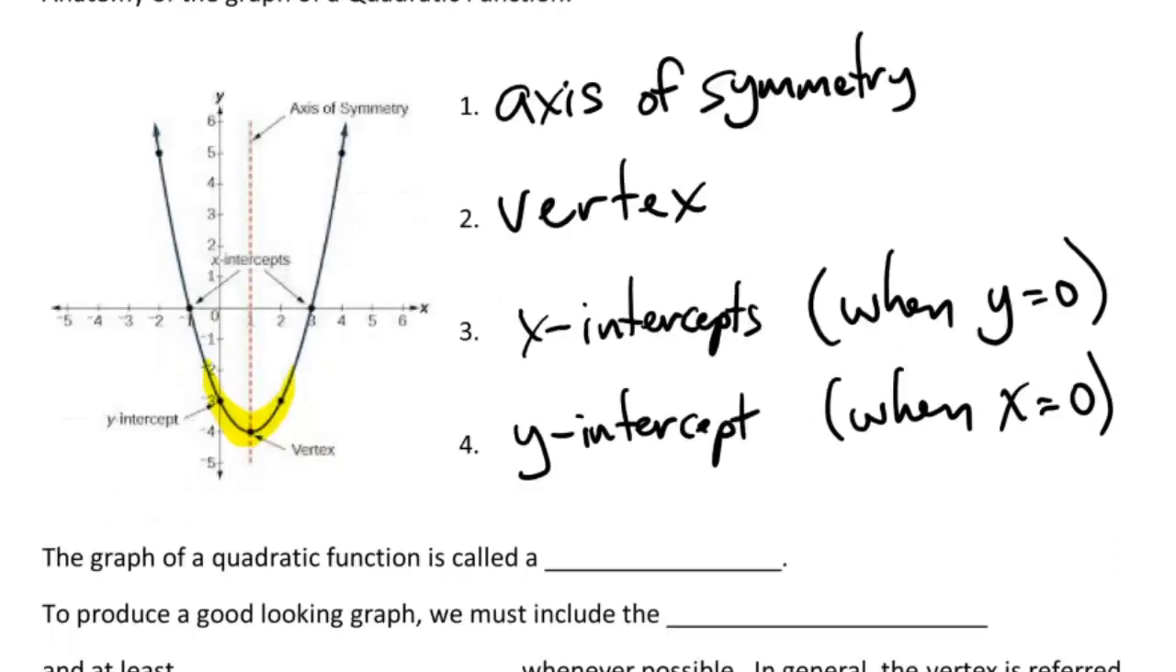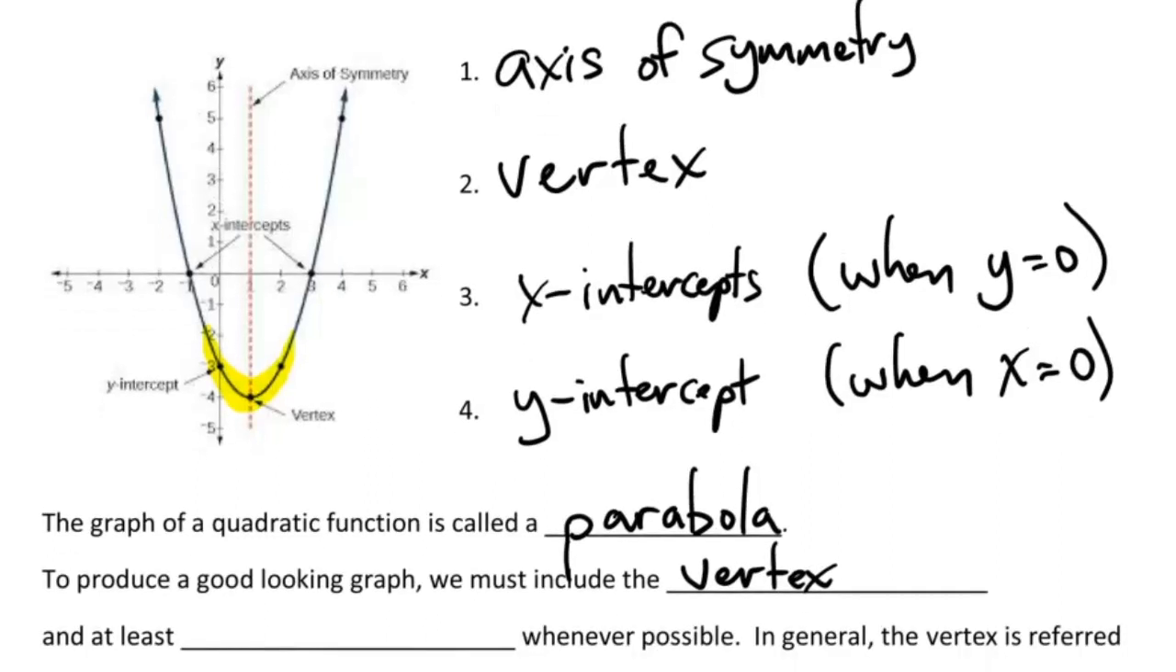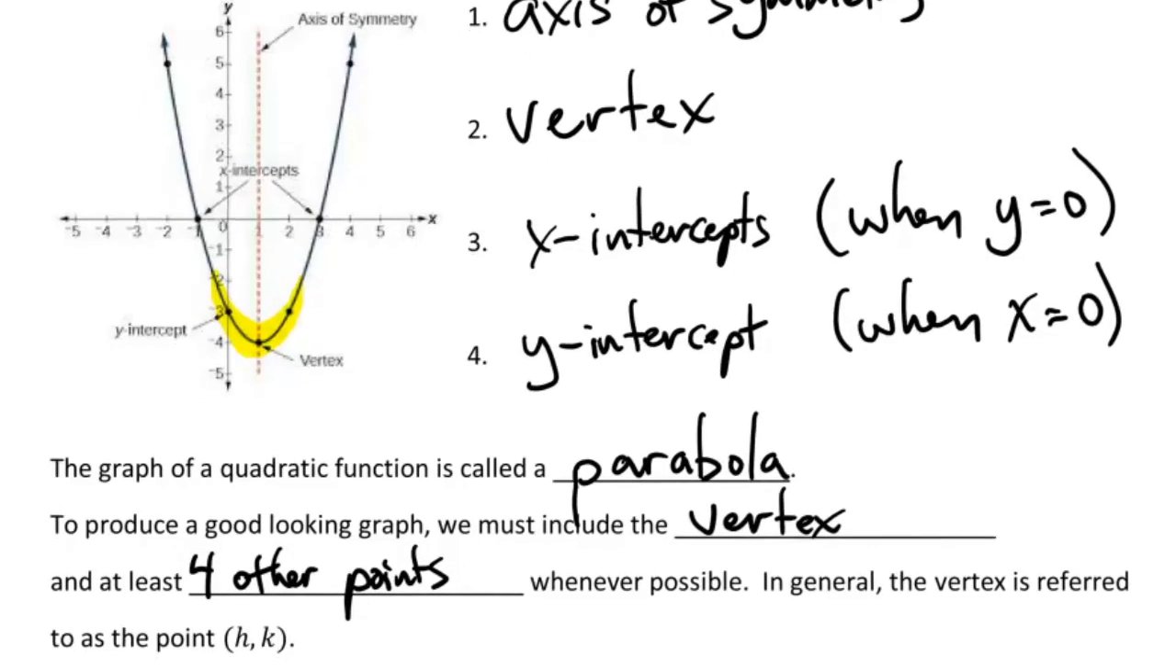The graph of a quadratic function is called a parabola. To produce a good-looking graph, we must include the vertex and at least 4 other points whenever possible. So 5 points altogether makes a really good-looking parabola. And you can see in this diagram, I'll highlight them for you. First we have the vertex. There's 1, there's 2, there's 3, there's 4, there's 5.